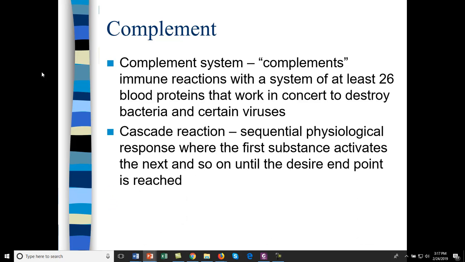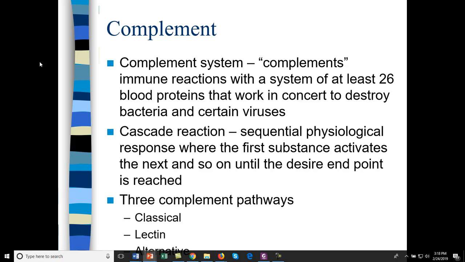Okay. So the complement works by a cascade reaction, and a cascade reaction is just a sequential response where the first step activates the second step, which activates the third, and so on and so on. At each point, not only is the reaction sequential, but it's also amplified. So you start out with a very small stimulus, and then it's amplified over many, many reaction steps, so you get a much larger response.